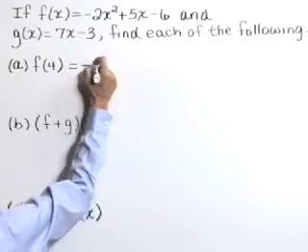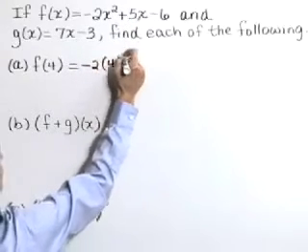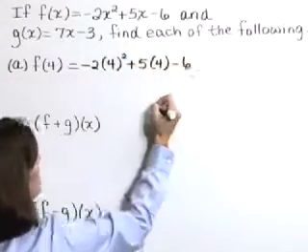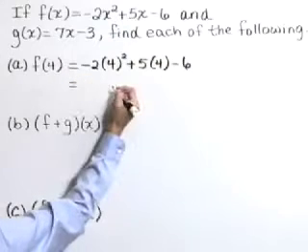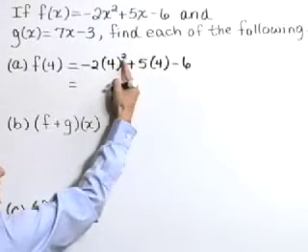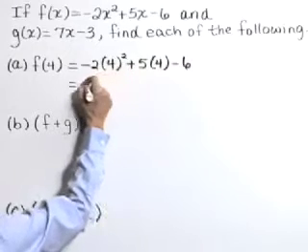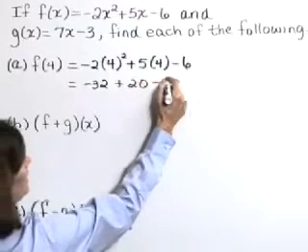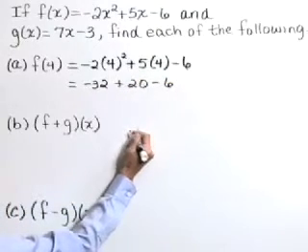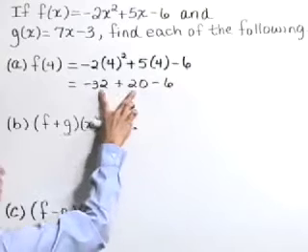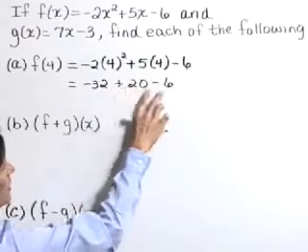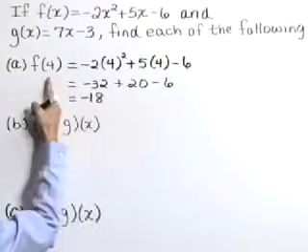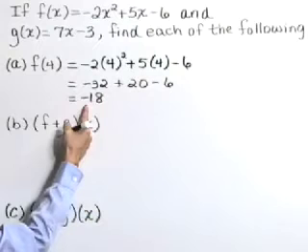This gives a negative 2 times 4 squared plus 5 times 4 minus 6. That's 4 squared is 16 times negative 2 is a negative 32 plus 20 minus 6. Adding from left to right, negative 32 and 20 is a negative 12. Minus 6 gives a negative 18. So f of 4 is equal to negative 18.